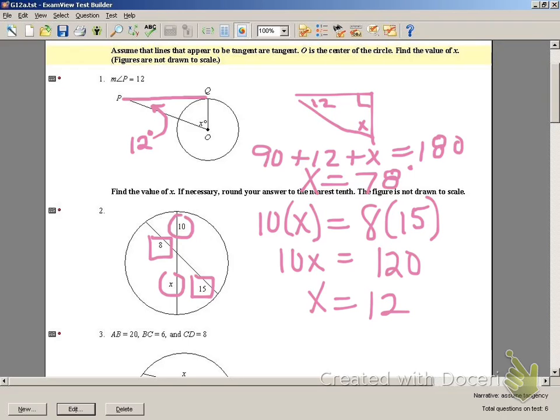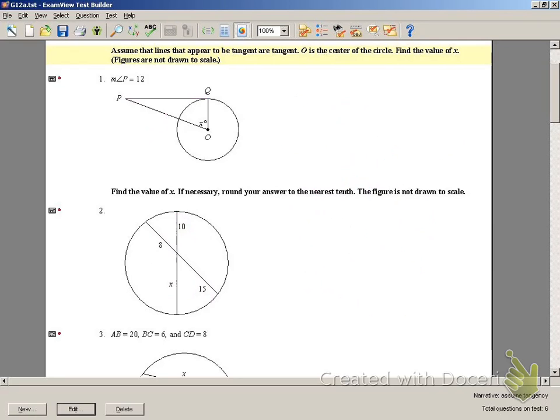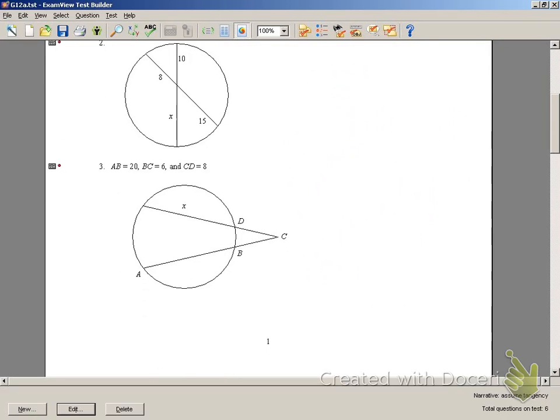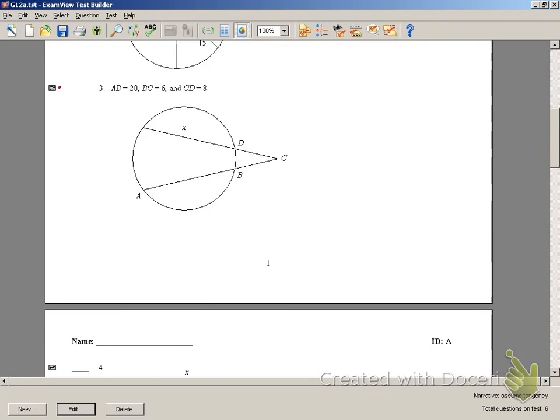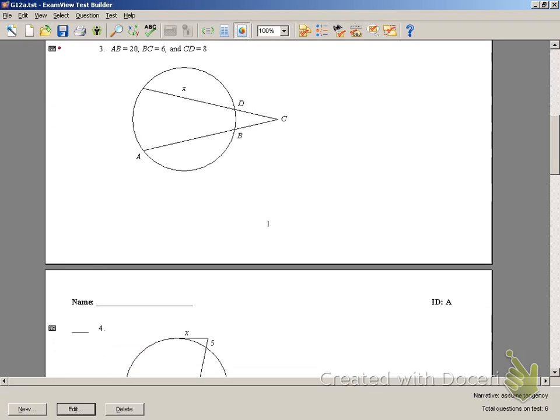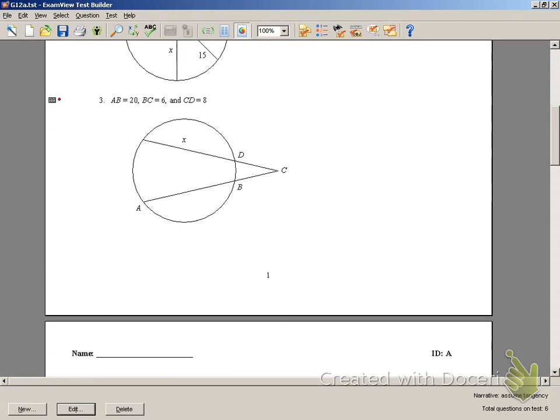Let's look at number 3. Still finding x. For number 3, 4, and 5, we're still solving for x. Number 3, we're told that AB is 20, BC is 6, and CD is 8. So those are the respective pieces. We're asked to find x.